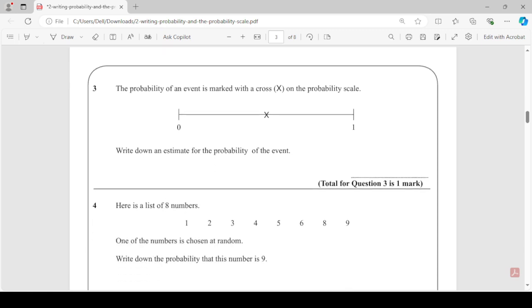Question number 3. The probability of an event is marked with a cross on the probability scale. Write down an estimate for the probability of the event. Now this is exactly in between 0 and 1, so my estimate will be a half. If it was here, it would be 1 over 4, and if it was here, it would be 3 over 4.